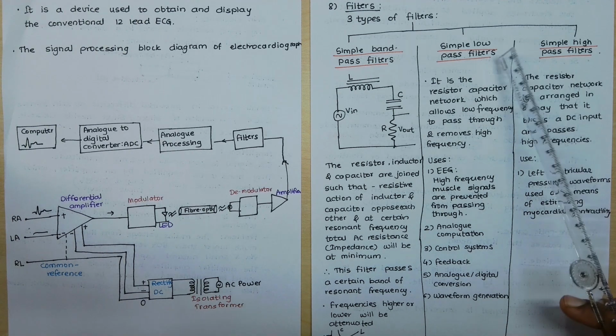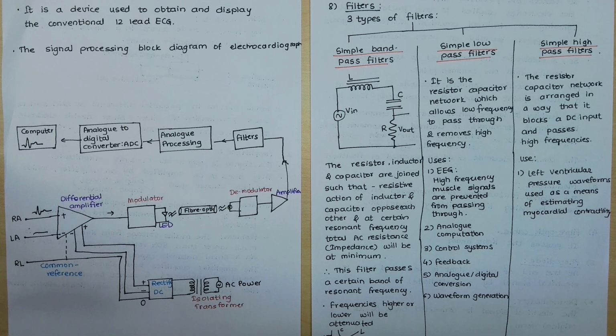Then simple low-pass filters. It is a resistor-capacitor network which allows low frequencies to pass through it and removes the high frequency. It is used in EEG where high frequency muscle signals are prevented from passing through. It is also used in analog computation, control systems, feedback, analog digital conversion, and waveform generation.